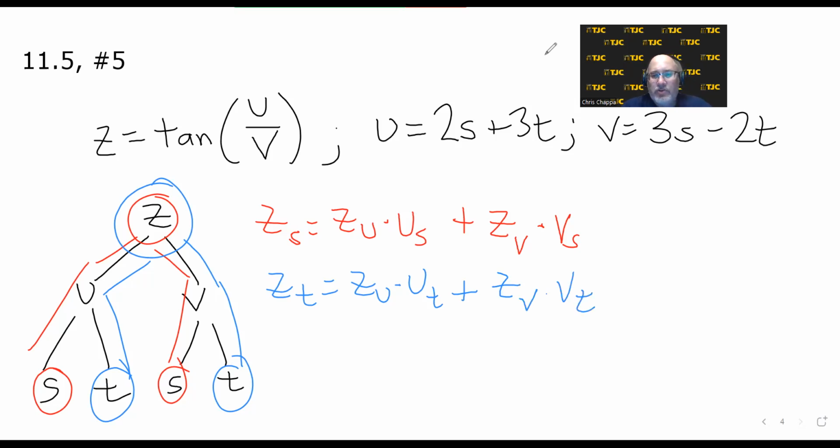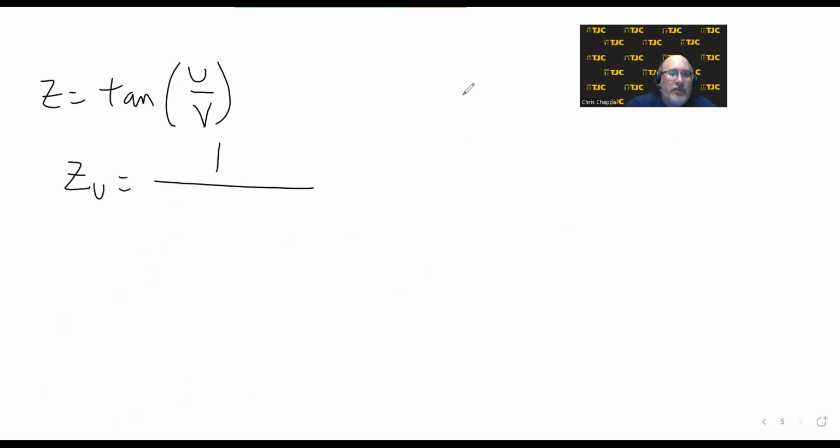So we're going to need 1, 2, 3, 4, 5, 6 different derivatives. Let's start with the partials of z with respect to u and v. Let's rewrite what z is. Tangent of u over v. All right. Partial derivative of z with respect to u. Derivative of tangent is 1 over the square plus 1, so 1 over (u over v) squared plus 1. And then we have to chain rule the inside. So we need to multiply times the derivative of u over v.